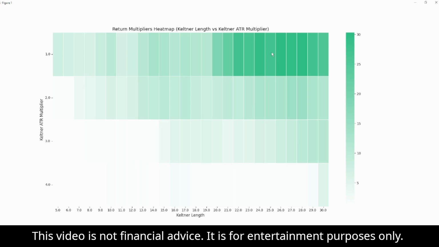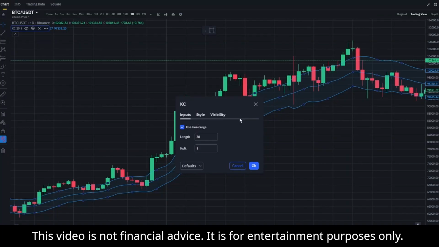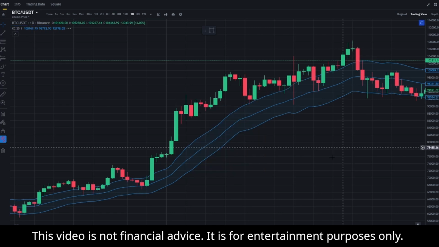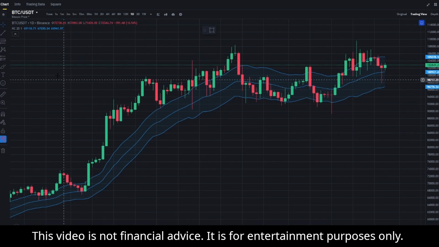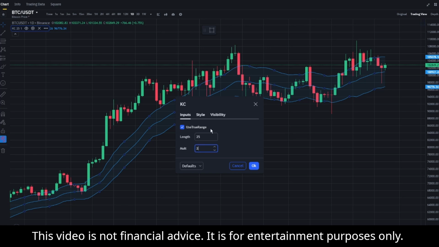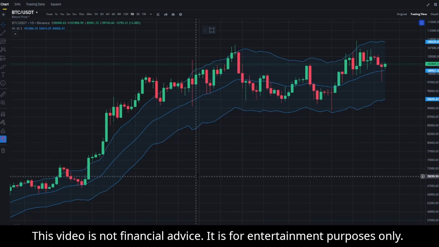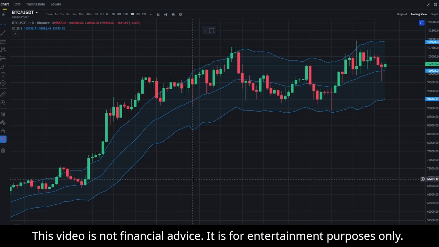Here very quickly the multipliers, the best ones are reached with the Keltner Channel length of around 25 or so, and still an ATR multiplier of 1. So very quickly, you can see on the chart what it does with a length of 25 and a multiplier still 1. The band is a little bit different depending on the exponential moving average, and yes, if we change to 2, you can see the band gets larger and larger, so of course there will be less breakouts, so less trades overall, the bigger the multiplier.